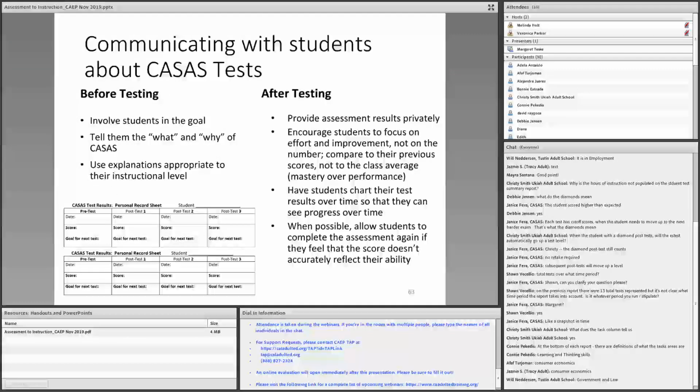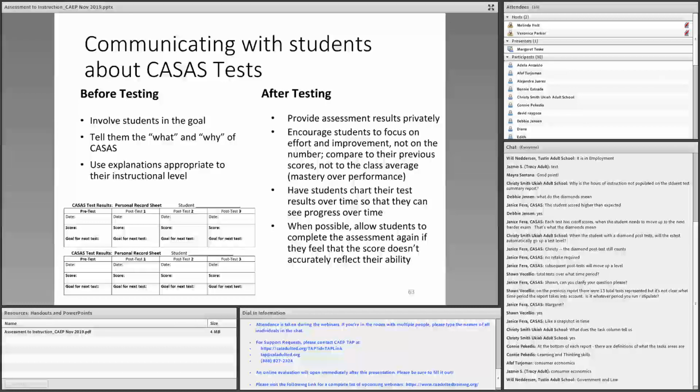Communicating with students about CASAS tests. Here's an example of a goal sheet that you may want to have teachers give to students to encourage them to focus on their test scores. It's really important to involve students in their own goals and tell them the what and why of CASAS.